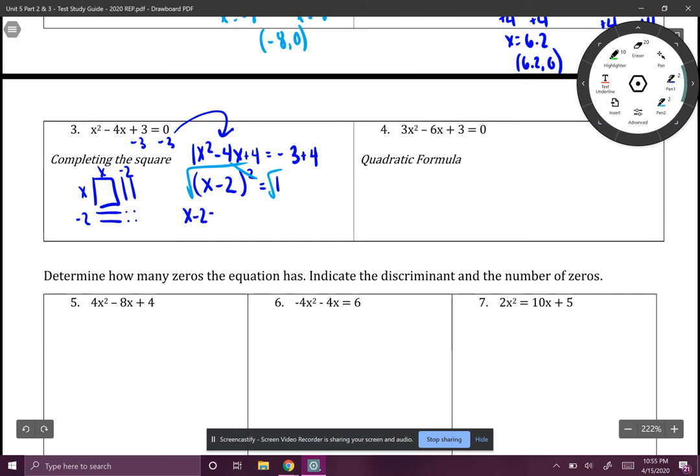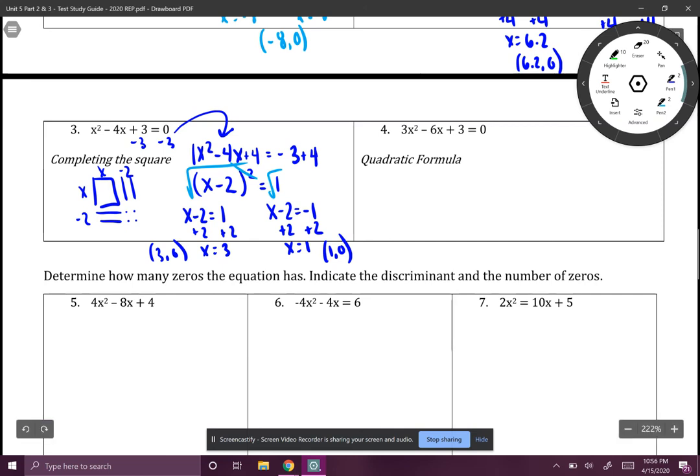So we have x minus 2 equals 1, because the square root of 1 is 1, or x minus 2 equals negative 1. To find our zeros, we add 2 to both sides. We get x equals 3, or 3, 0. Or, when we add 2 to both sides, we get x equals 1, or 1, 0.